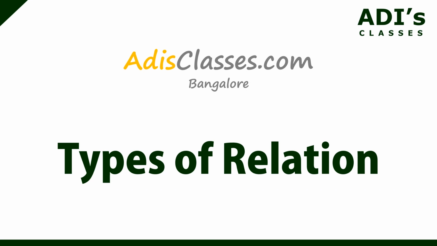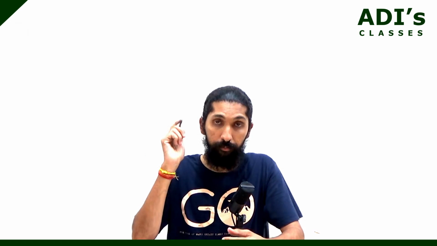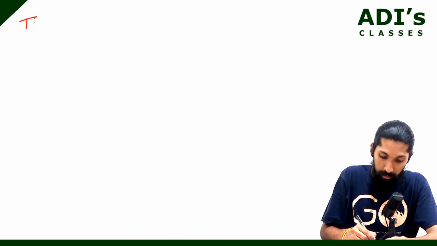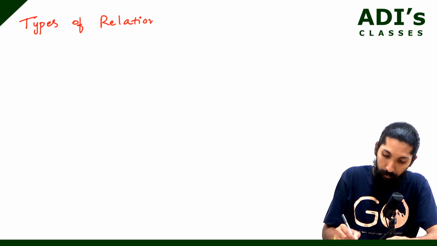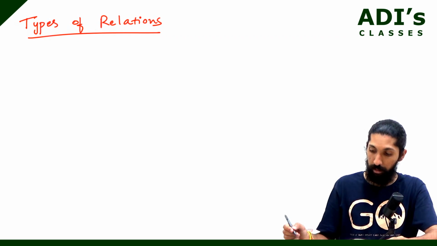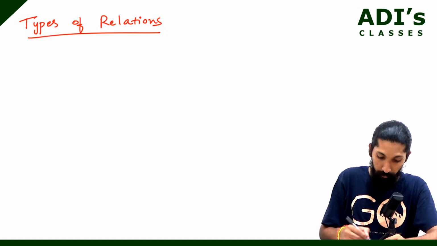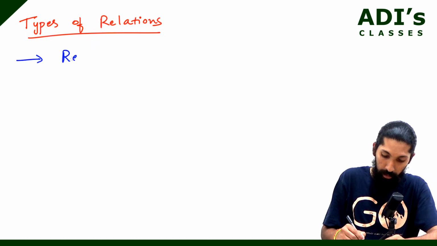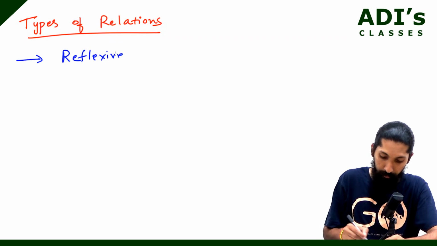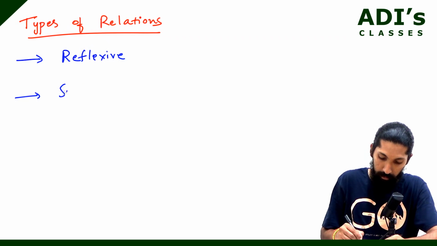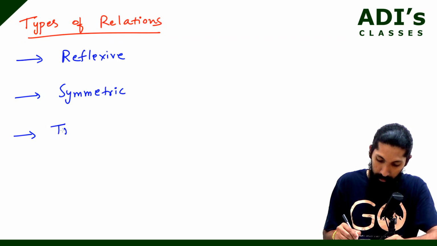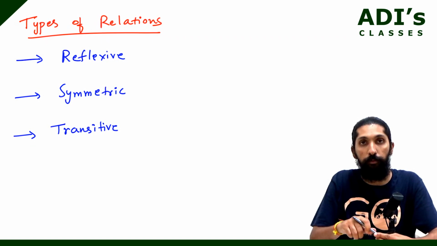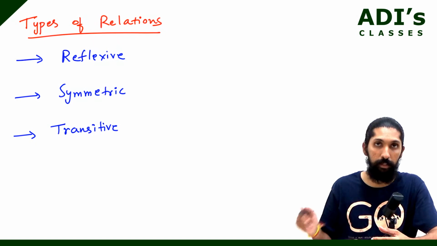In this video, we'll discuss very important types of relations. In the types of relation, there are three very important ones. The first one is what we call a reflexive relation. The second one is called symmetric. The third one is called transitive. These are the three types of relation. What is what is very simple to understand.